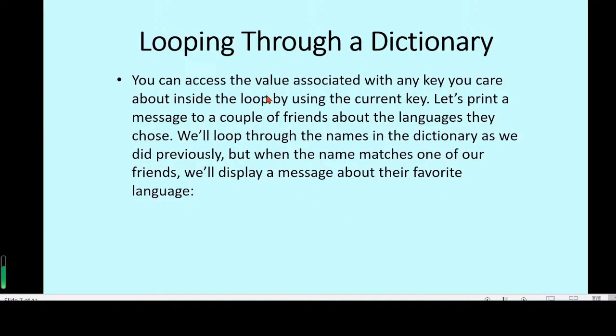And you can access the value associated with each key you care about inside the loop by using the current key. So let's print a message to a couple of friends about the languages they chose. We will loop through the names in the dictionary as we did previously, but when a name matches one of our friends, we will display a message about their favorite language.